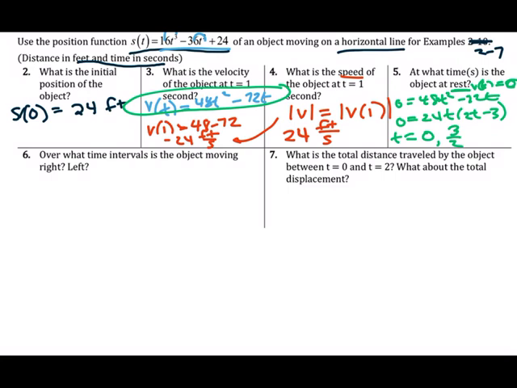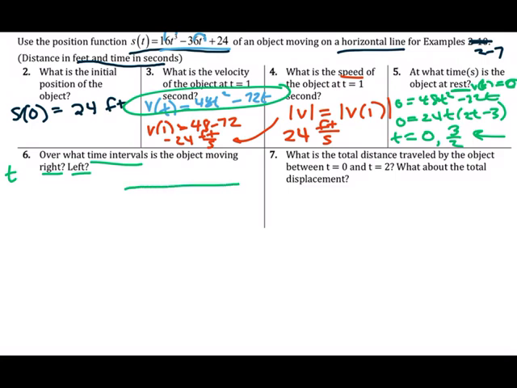Something to keep in mind, if one of these answers was negative, I would not include that because we're talking about time, and negative time doesn't make sense. So just remember the context of what we're talking about to make sure the answers that you're finding make sense. Number 6 says, over what time intervals, so we're looking for t values, over what time intervals is the object moving right or moving left?